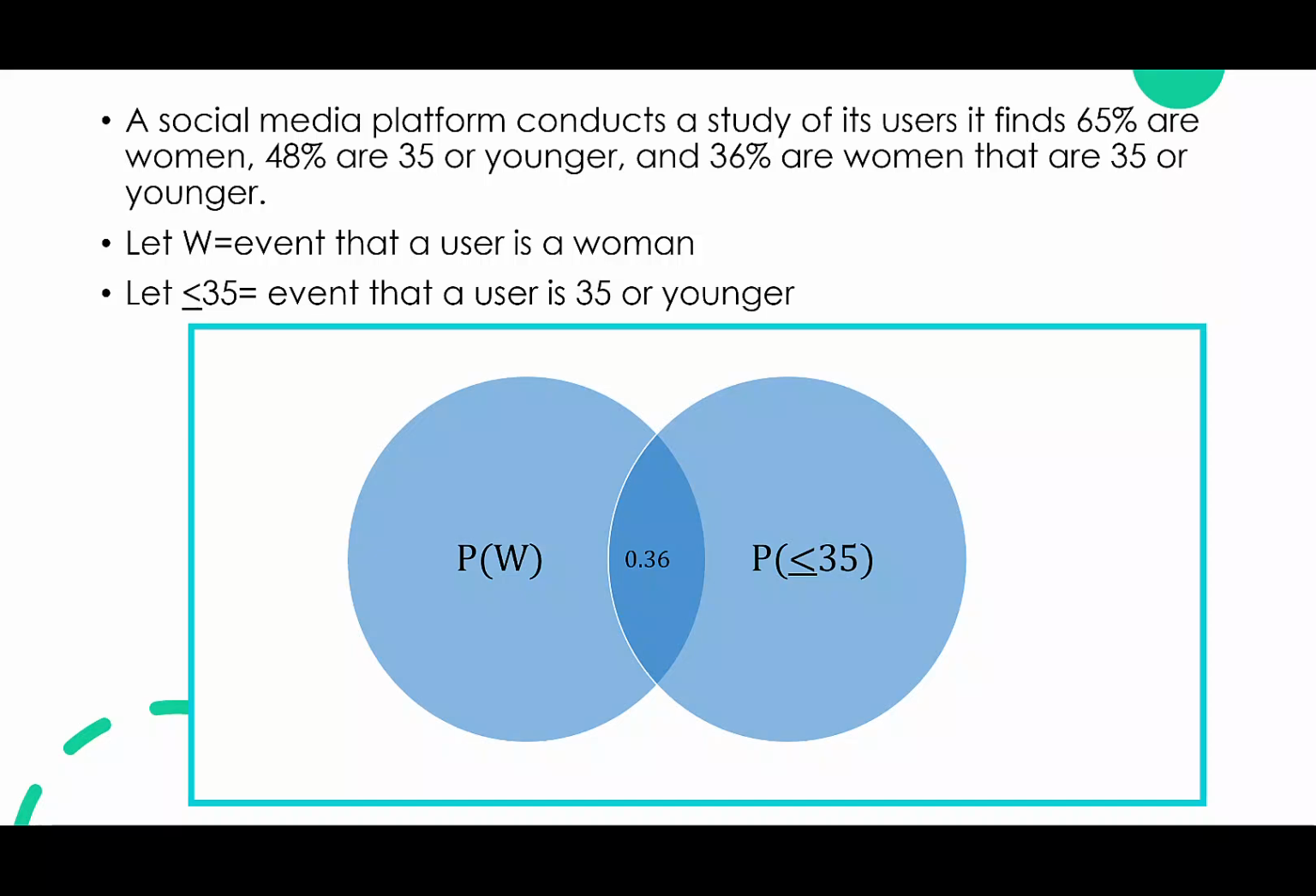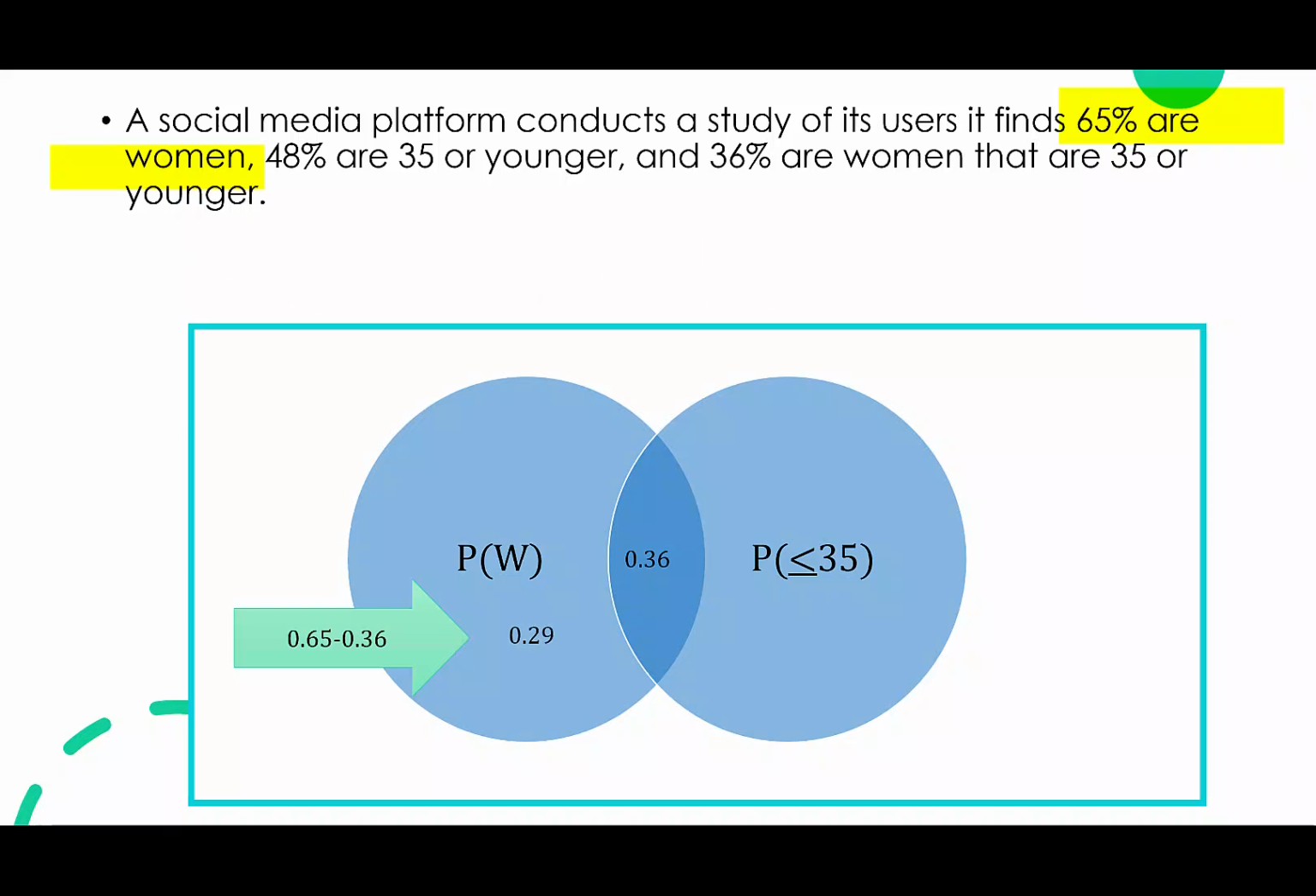So let's look at the probability of being a woman. We said that was 65%. We already have 36% in our circle. That means we want to subtract 0.36 from 0.65 to get 0.29. Remember, the entire circle should add up to 0.65, so subtract as we go.